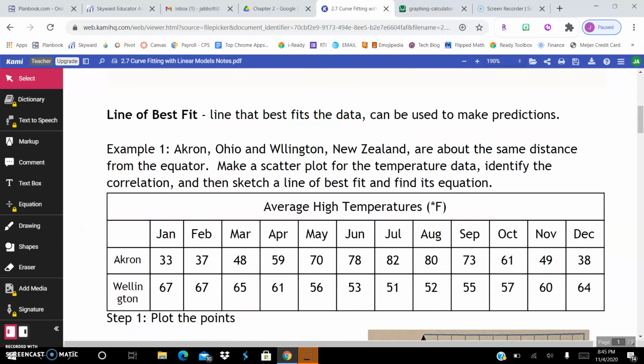So line of best fit is the line that best fits the data. It can be used to make predictions. So I will show you how to estimate the line of best fit, and then I will show you how to use the calculator to find that as well.